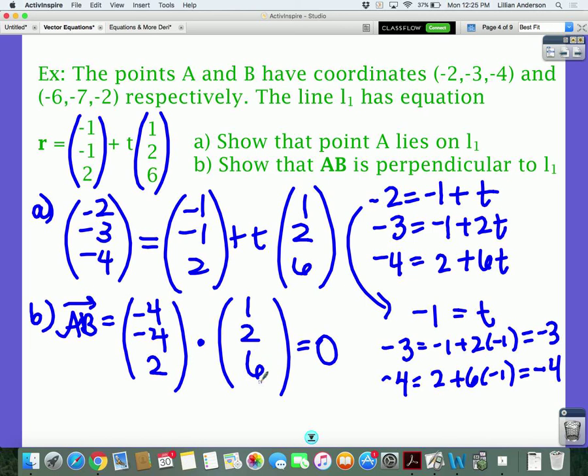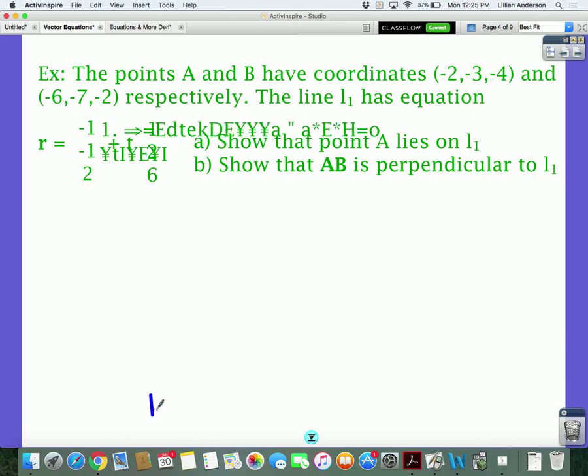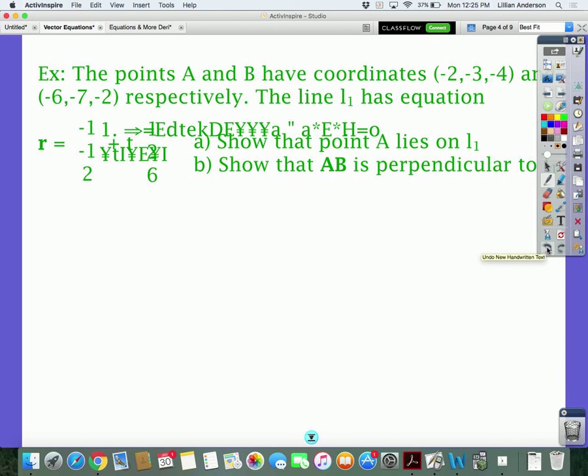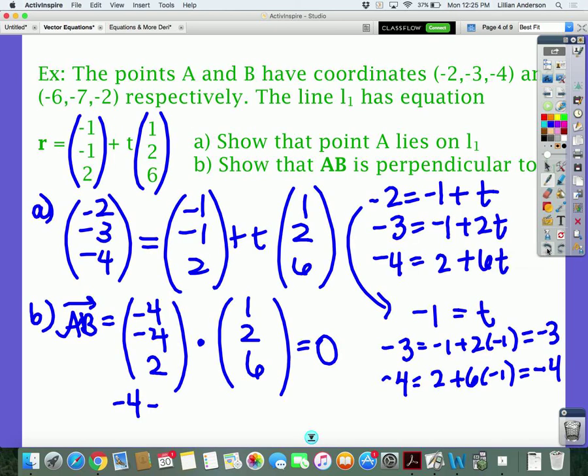-4 times 1? -4. Then -8. And what's 2 times 6? Check with my calculator. -4 and -8 make -12. -12 plus 12 is indeed 0. Yeah, I got it. 0.